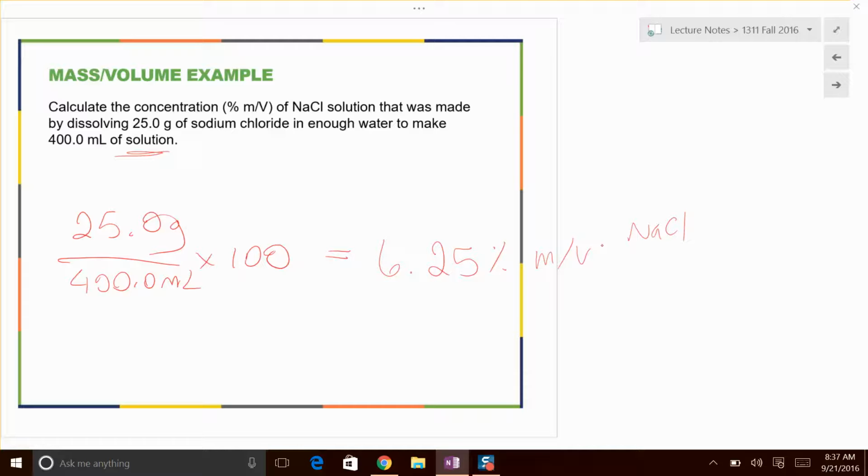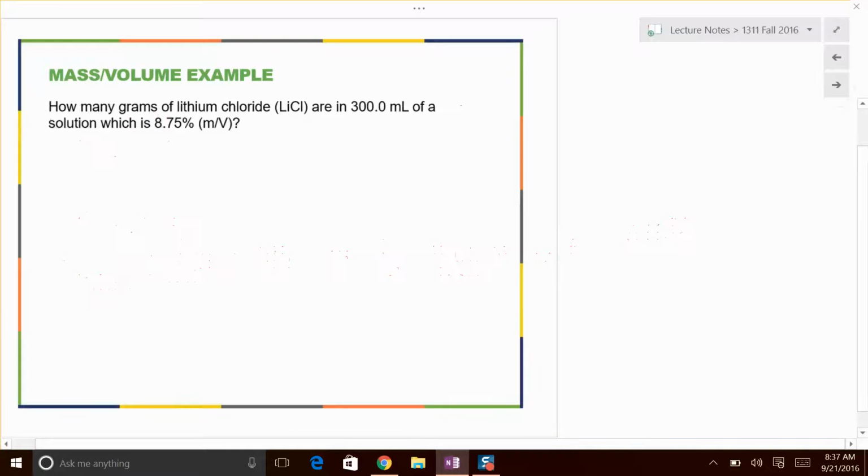Now sometimes they don't give you it's not this straightforward. Let's see, did we do another question? Okay, let's look at this one. How many grams of lithium chloride are in 300 milliliters of a solution, which is 8.75% mass per volume? Now what do I do?